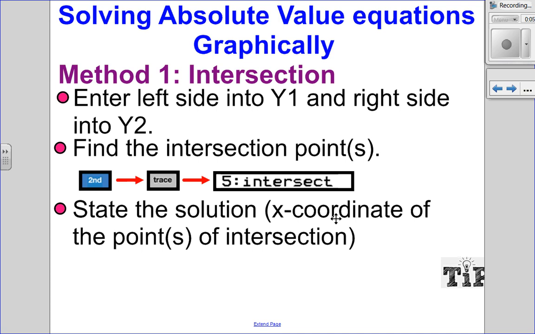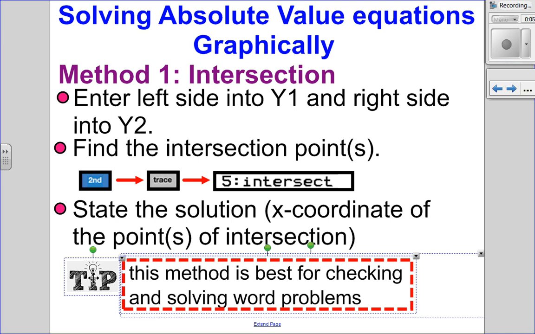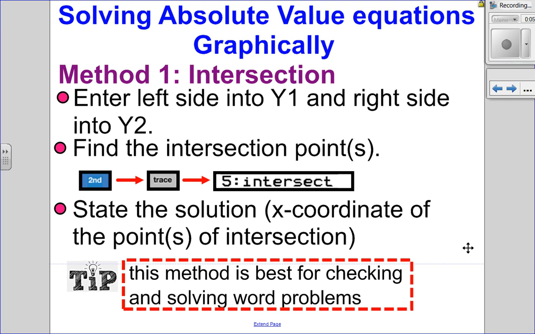Now, we've done graphical solutions for quadratics, we've done them for rationals, and the method is still the same. So this first method, the intersection method, you'll remember, this method is best for checking your equation to see if it's right, and also for solving word problems. So the way that we do that is we take the equation exactly as it is. Left side goes into y1, right side goes into y2, and we find the point or points of intersection. On our calculator, we do that by doing second trace to get into the calculate menu, and then option number 5, which is intersect.